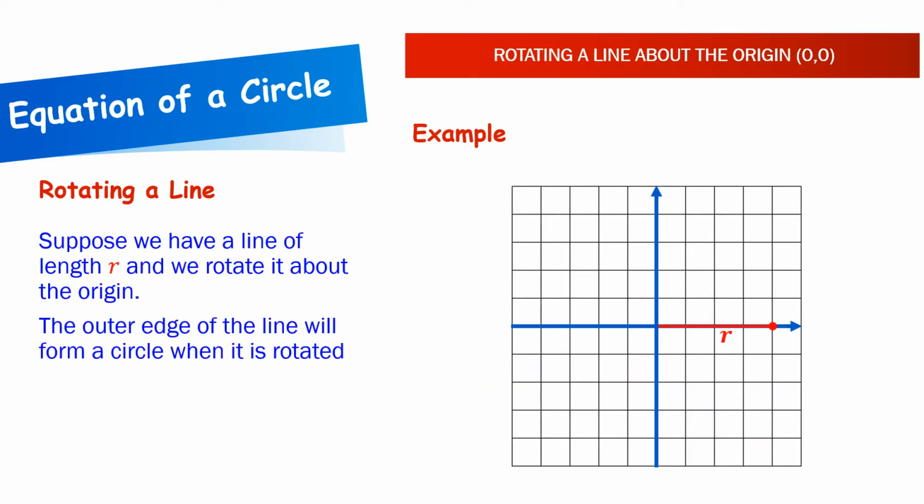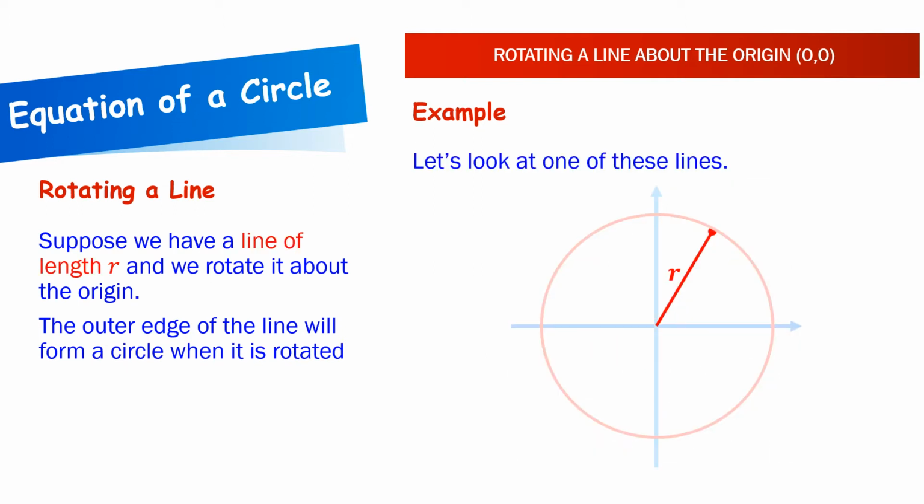Suppose we have a line of length r and we rotate it about the origin. The outer edge of the line will form a circle when it is rotated. Let's take a look at an example. So let's consider one of these lines. Suppose it meets the circle at the point (x, y).